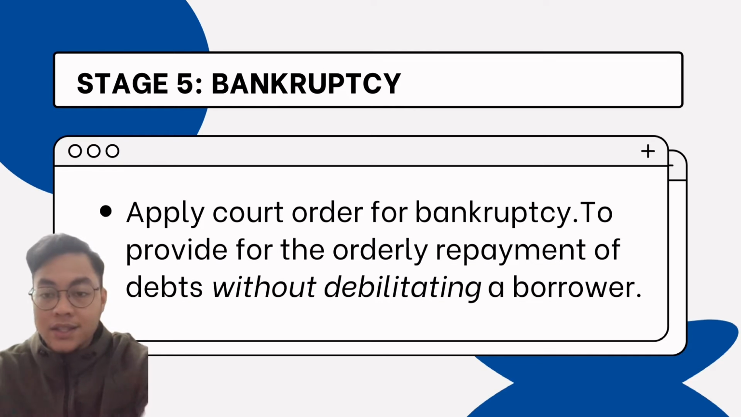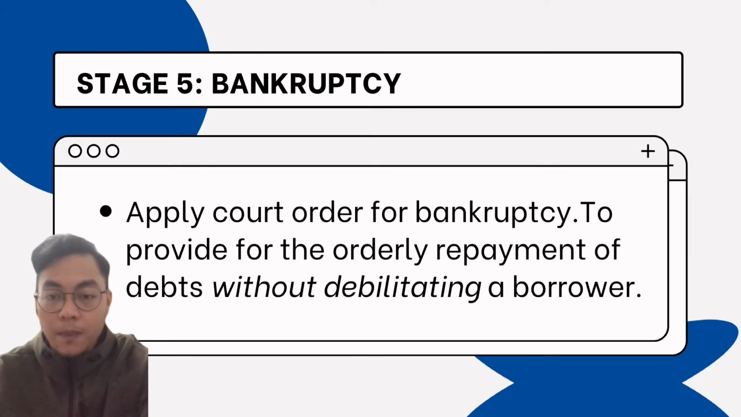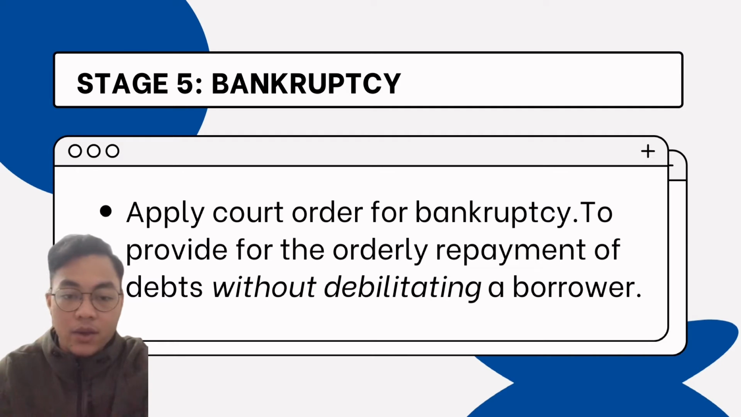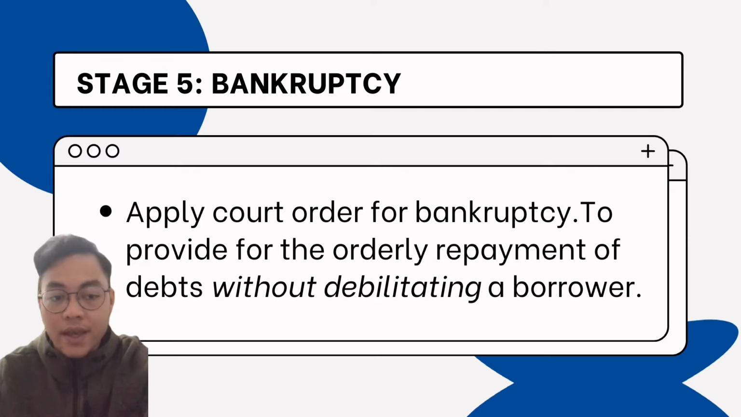And the last stage is bankruptcy. Apply to court for bankruptcy to provide for the orderly payment of debts without debilitating the borrower. So when you declare bankruptcy, it signals you are no longer paying your debts as originally agreed, and it can seriously damage your credit history.